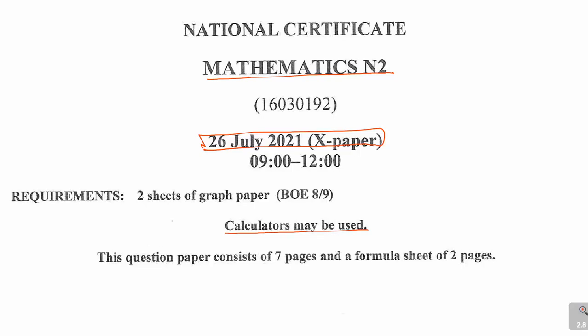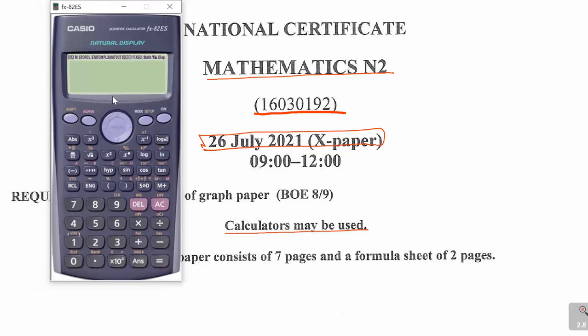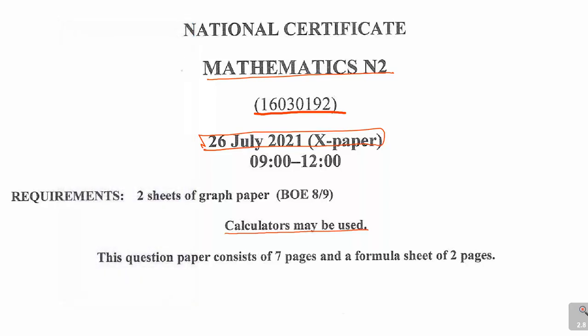I always advise a Casio calculator, because it helps you, especially for this kind of curriculum, to simplify things. This is the calculator that I use. You can use anything on Casio, it will be more advantageous for you. You can choose any calculator, but this is what I use myself. The question paper consists of 7 pages and a formula sheet of 2 pages.